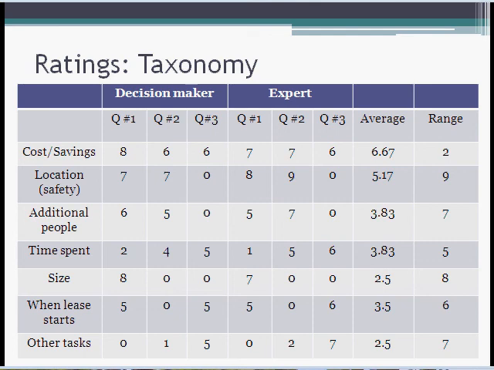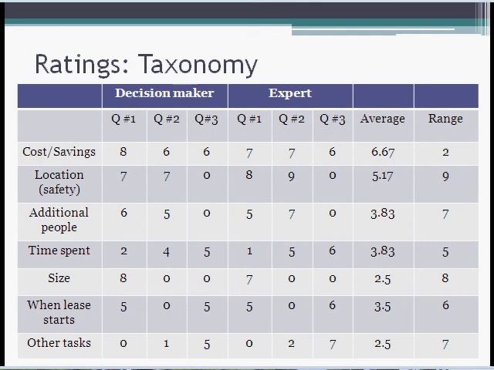Here we see the taxonomy chart of all the factors within the 3 questions rated by both the decision maker and the expert. These factors were then averaged and the range was calculated. This way, we see which of the factors are the top priorities when making a decision on all 3 of these questions.